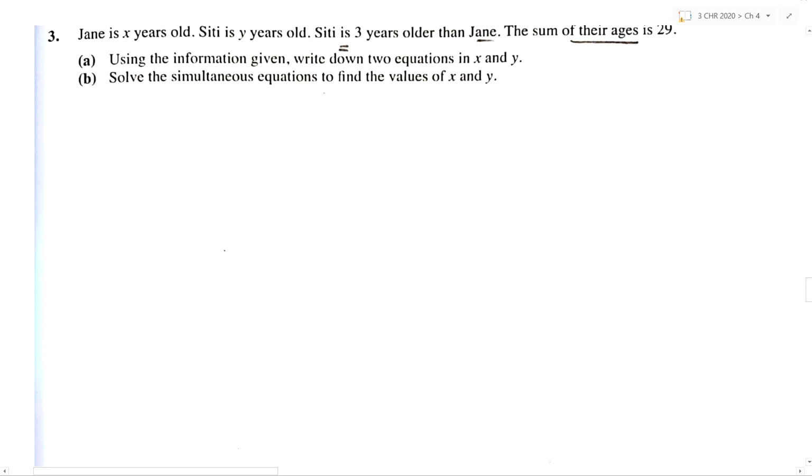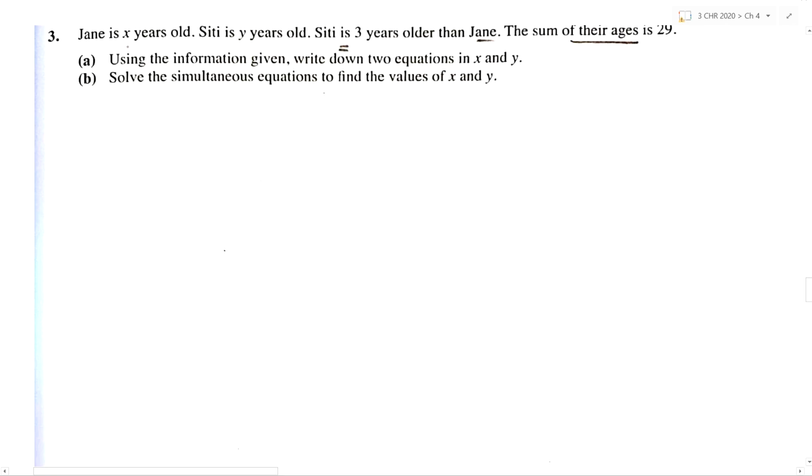Question 3. Jane is X, City is Y years old. City is 3 years older than Jane, the sum is 29. Okay, I give you 2 minutes, try writing down 2 equations. Please start now.